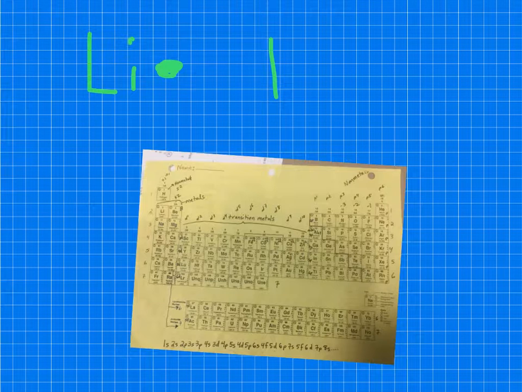And then we said fluorine. Fluorine is a nonmetal, and fluorine has 7 valence electrons. 1, 2, 3, 4, 5, 6, 7.